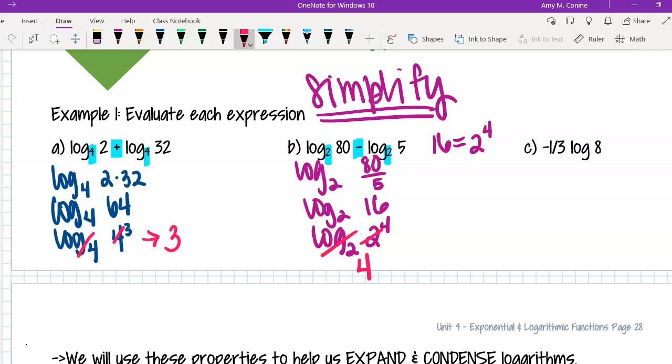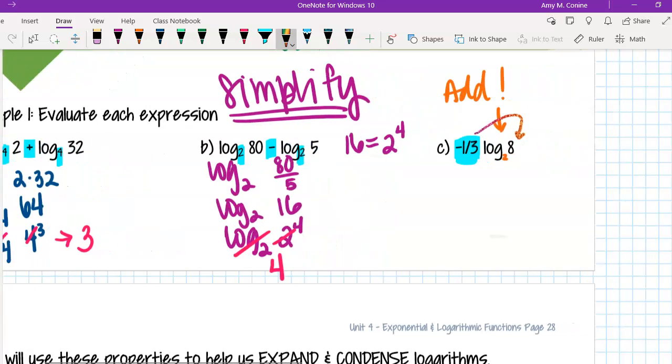For the last example, we have negative 1/3 times log base 2 of 8. The base wasn't shown, so please put the base 2 in there. From our properties, we have this coefficient out front, which means we can pull it into the exponent spot.